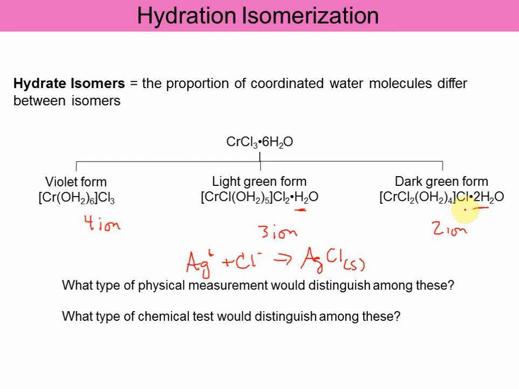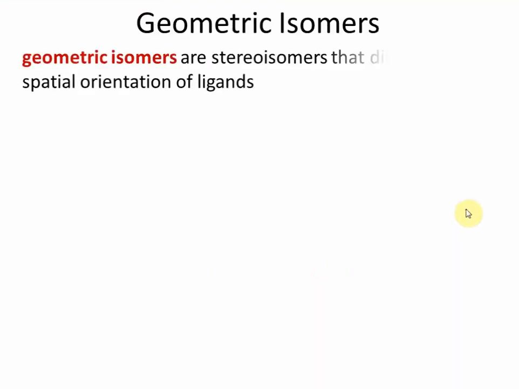Geometric isomers are stereoisomers that differ in the spatial orientation of the ligands. So the bonds are the same, it's just how they're arranged about the atom that is different. For example, cis and trans isomers in square planar complexes.